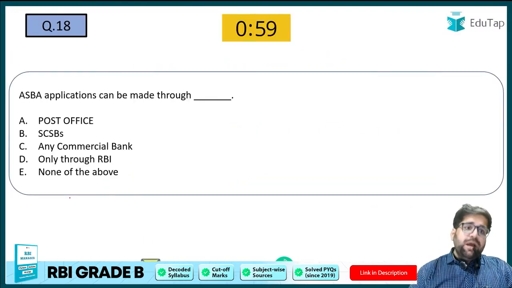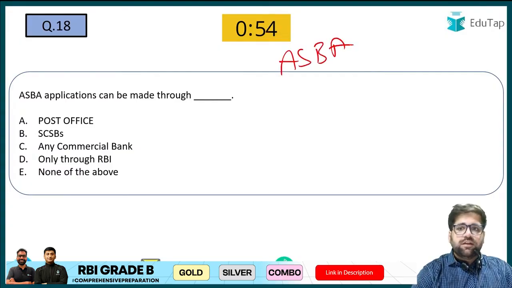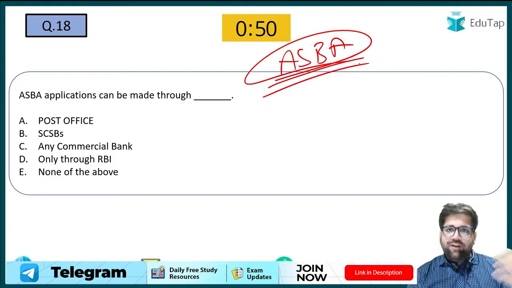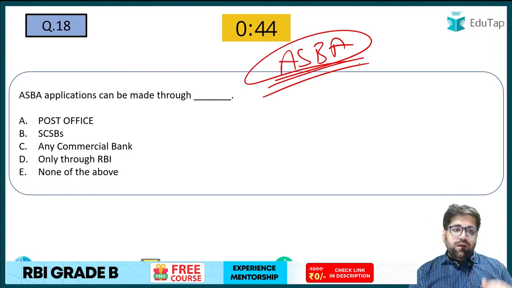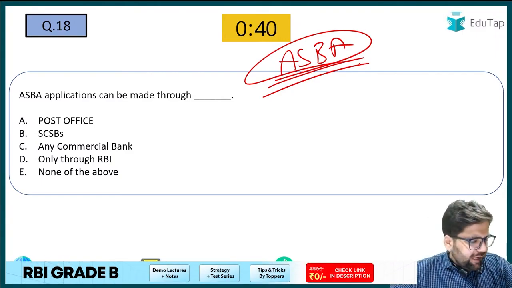So now ASBA applications can be made through. Now we have just learned how ASBA works, or rather we have understood how different components of UPI work. So you just have to let me know how an application via ASBA can be processed. I can explain the whole process of ASBA, but due to the paucity of time, I have to.